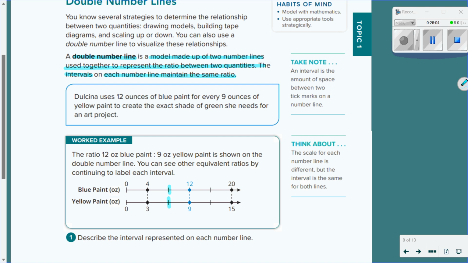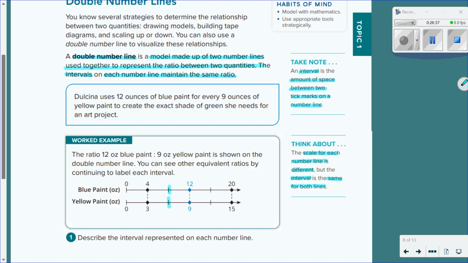Just to help everybody understand, make sure we're good. An interval is the amount of space between two tick marks on a number line. The scale for each number line is different most of the time. If you have a 1-to-1 ratio, it would be the same, the only time. But the interval is the same for both lines. In other words, my tick marks are going to be the same distance apart, but the number associated with that tick mark will be different for each of my two number lines.